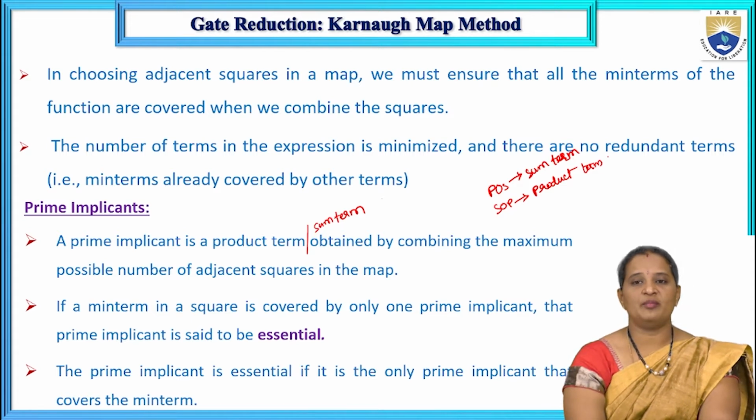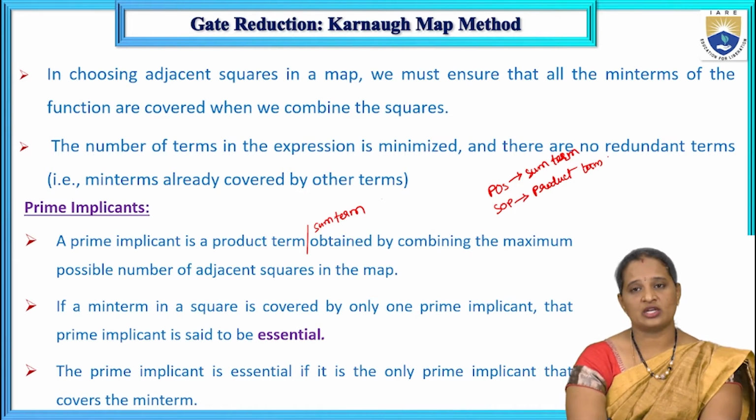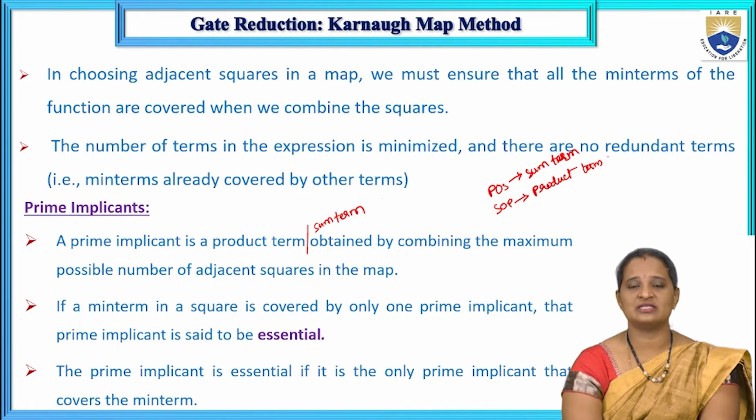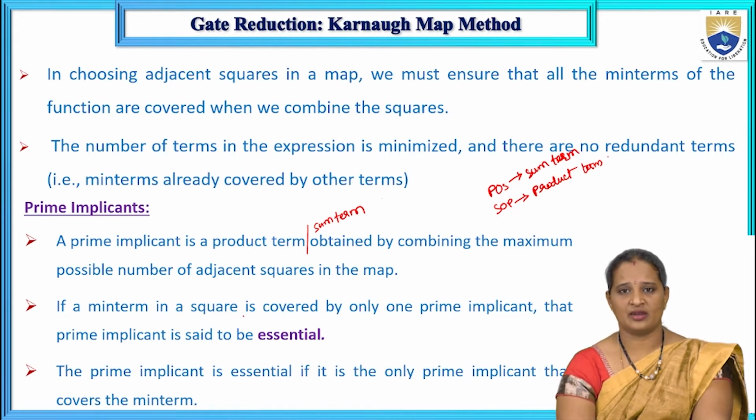So once again, the definition of prime implicant: it is a product term or sum term obtained by combining the maximum possible number of adjacent squares in the map. Adjacent squares or cells in the map is termed as prime implicant. Now coming to the essential prime implicant.